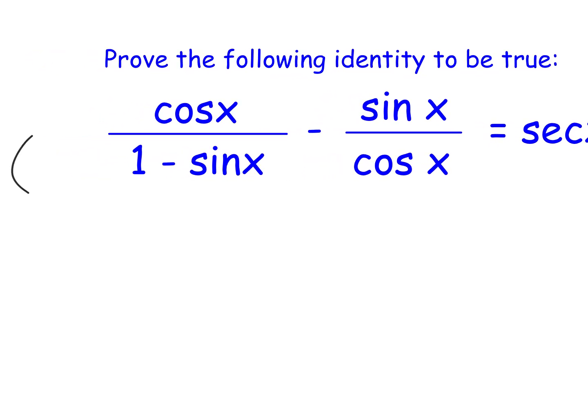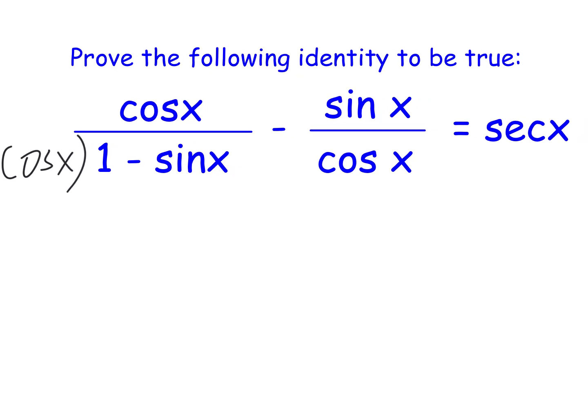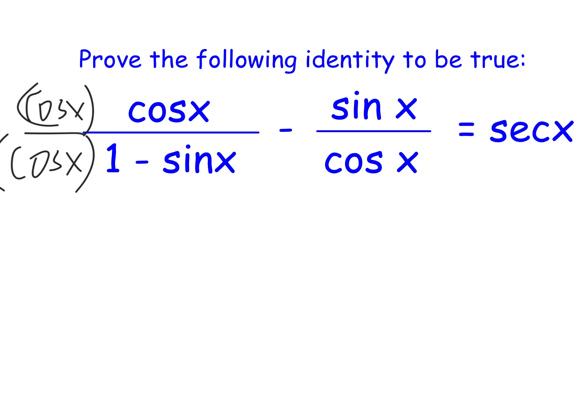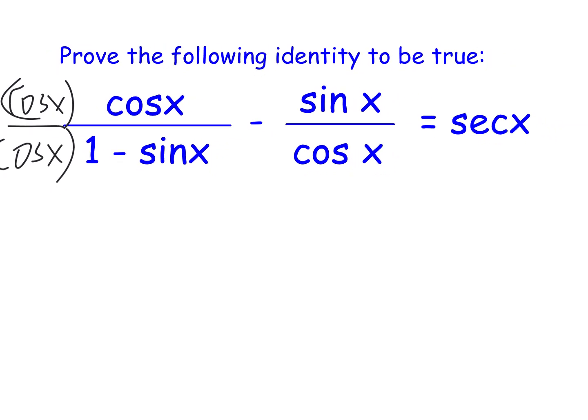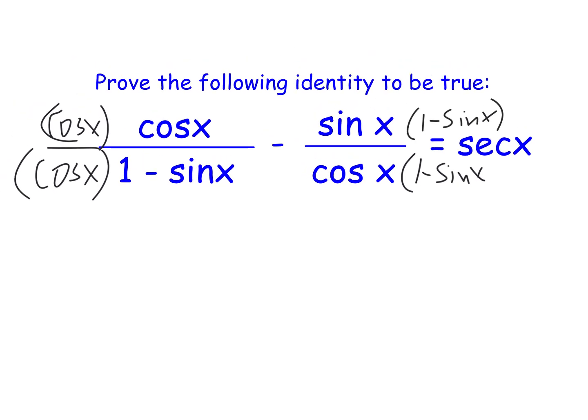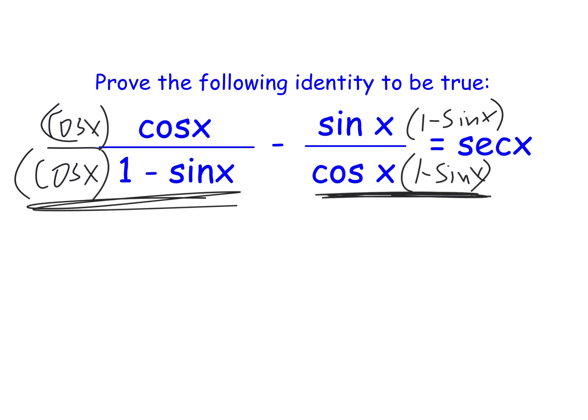I'm going to multiply by the other denominator, which is cosine. And cosine. Why? Because then I'll multiply by the other denominator over here. Do you agree that at that point I would have a common denominator? That and that would be the same. That would be a way to get a common denominator.